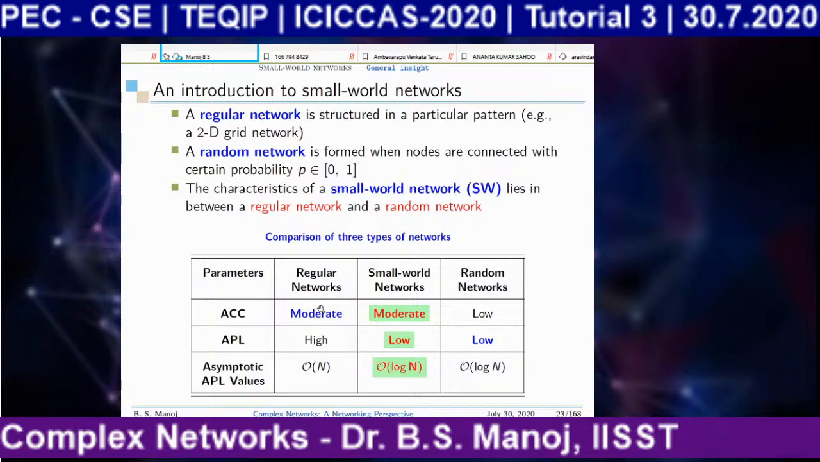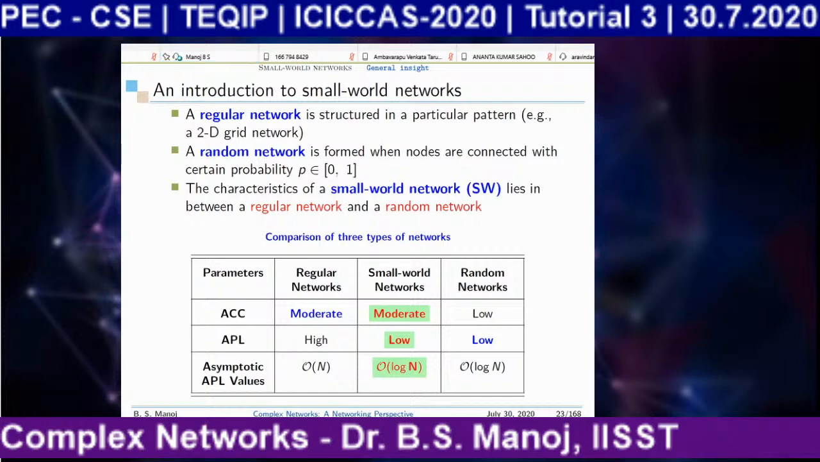So the average path length is order of n in a regular network. Okay, so if you have a string network or grid network or 3D grid, you have order n as average path length. Now compare that with a random network.